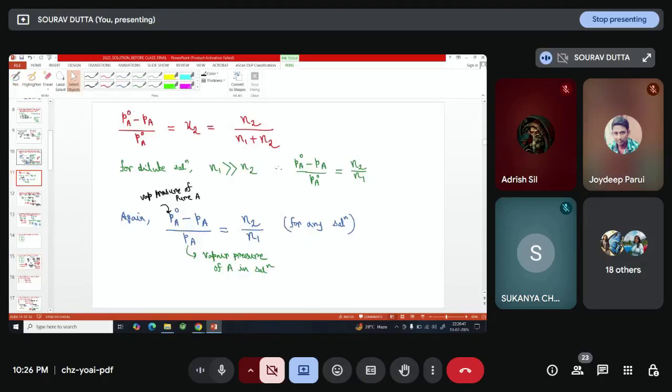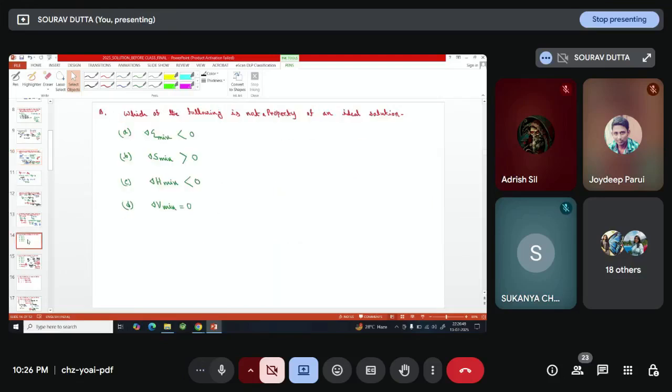What is the question? This is our question. Which of the following is not a property of an ideal solution? তোমরাই বলে দেবে এবারে. Which one of the following is not a property of an ideal solution?